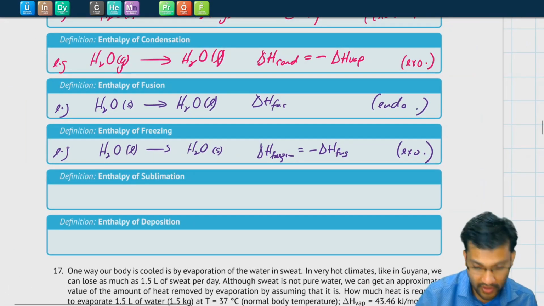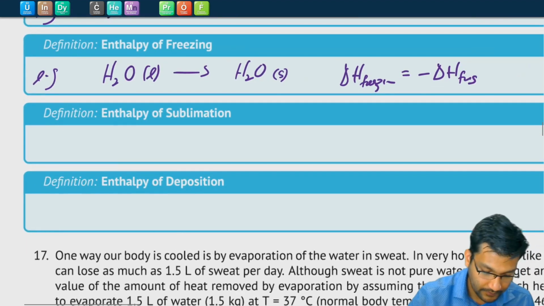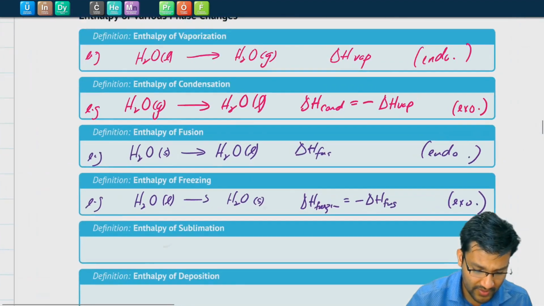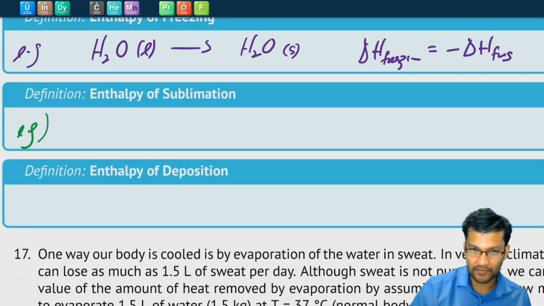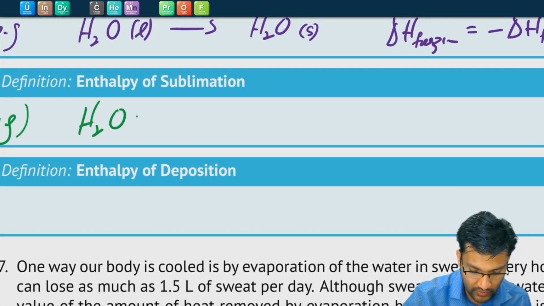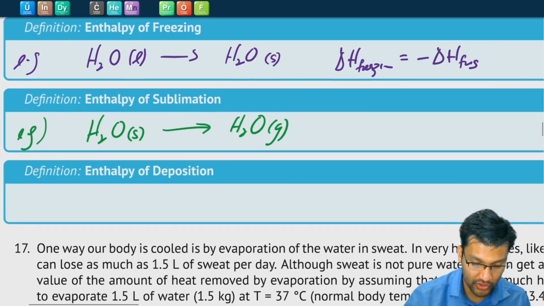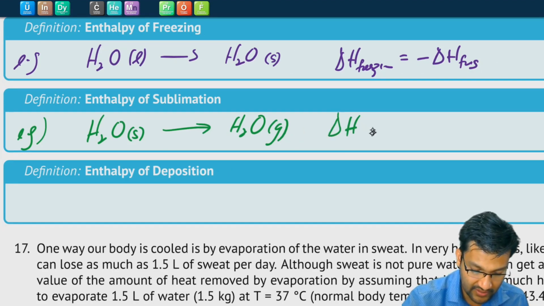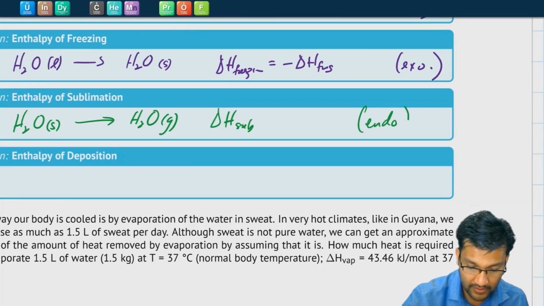I'm writing this all for water, but this is for any substance that changes phases. But again, we use water most commonly, so why not use water as an example? Sublimation is sort of going from solid to a gas, skipping the liquid phase. So you're going from H2O solid all the way to H2O gas. In all of these cases, the temperature is not changing. You're just changing the state of matter. And so this was the enthalpy of sublimation. Again, you need to add energy to do that, so this should be endothermic.